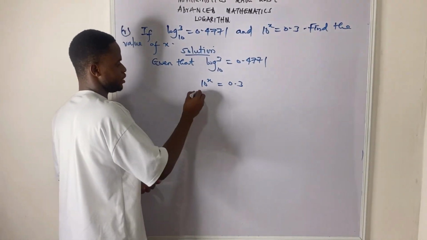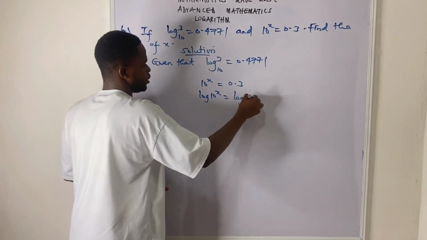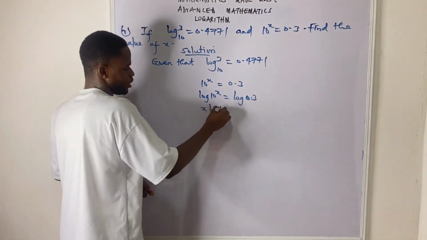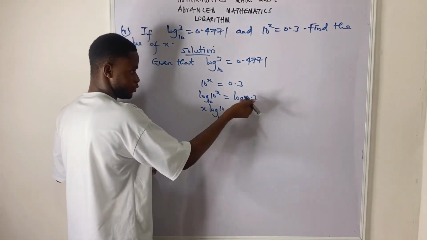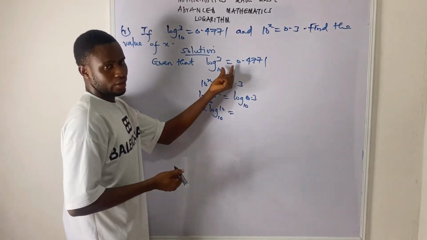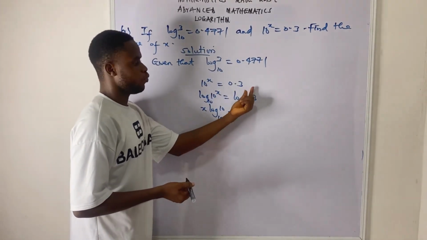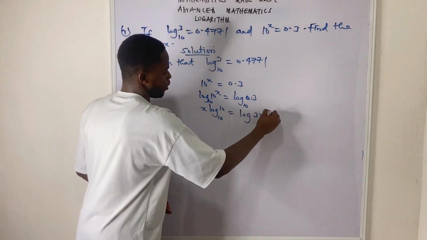Simply take the log of both sides. So that will be log 10 raised to the power x equals log 0.3. Don't forget, the power will multiply the logarithm. That will be x log 10 base 10. You can express it in terms of the given logarithm, and I'll change it to a fraction, all expressed as a power of 10. That will be 1 times 10 raised to the power minus 1. That will be log 3 times 10 raised to the power minus 1.